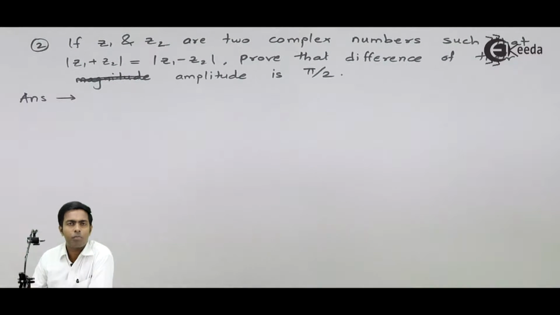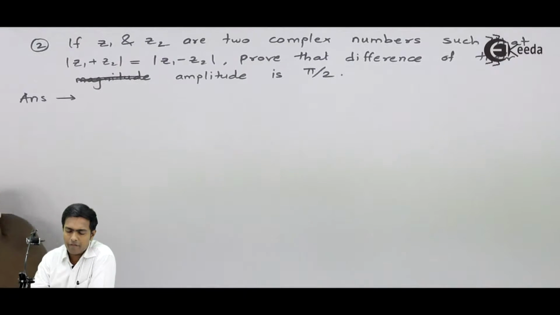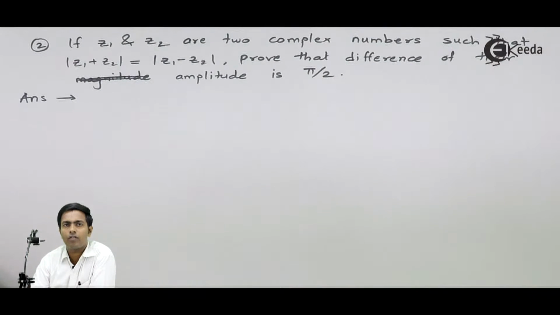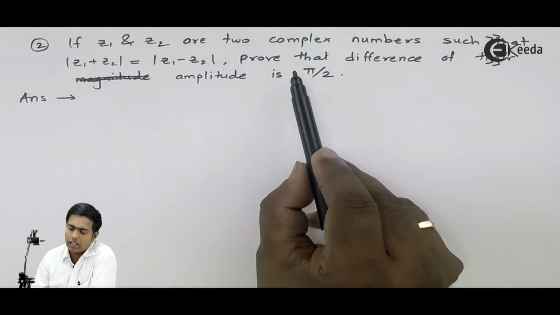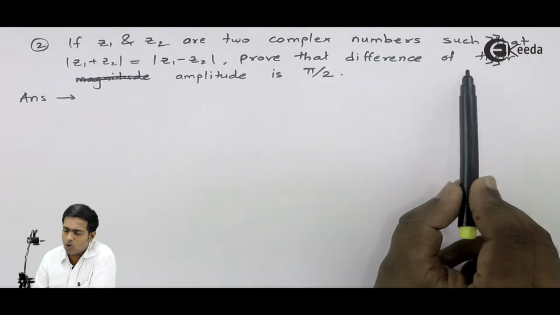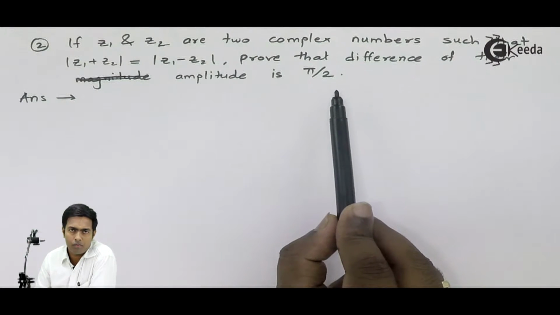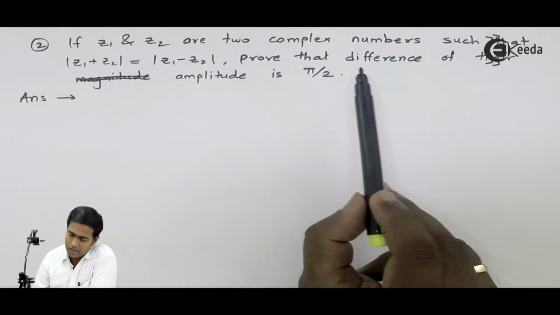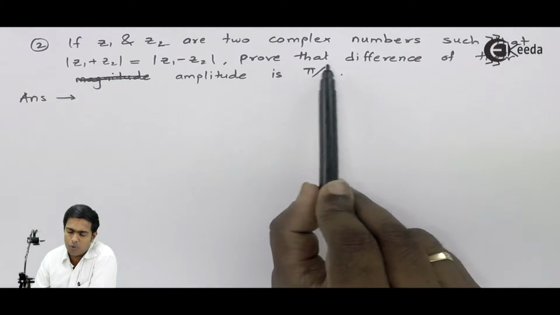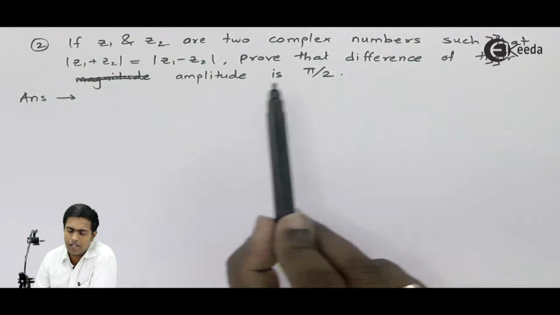Now, the second problem is: if Z1 and Z2 are two complex numbers such that mod of Z1 plus Z2 is equal to mod of Z1 minus Z2, then prove that the difference of their amplitude is pi by 2. So here we have been asked to prove that the difference of the amplitude.